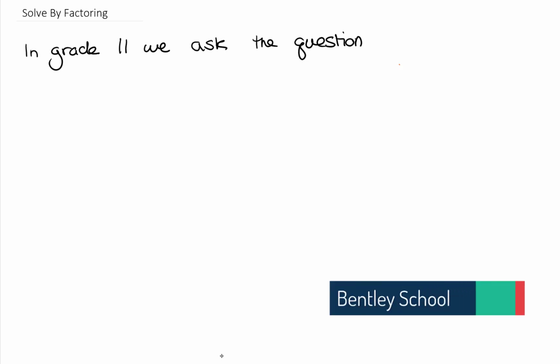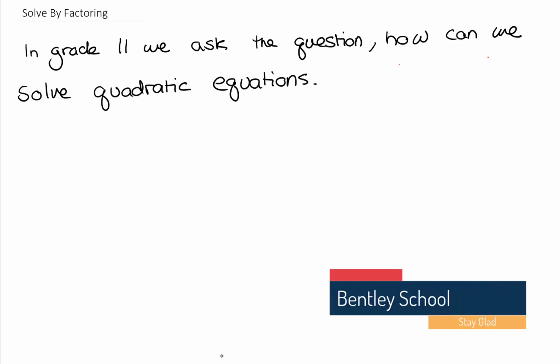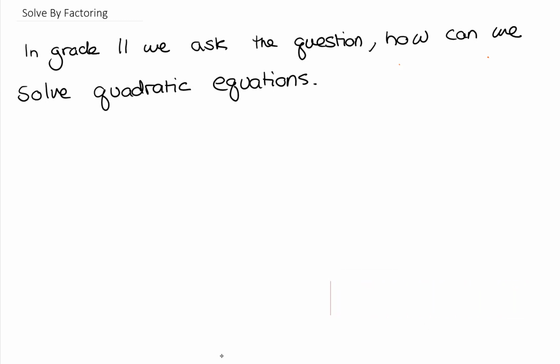In grade 11, we asked the question, how can we solve quadratic equations? In grade 10, you learned how to solve linear equations, but now, how can we solve quadratic equations? Like 5x squared minus 2 equals 0, or 3x squared plus 4x equals 2. So a quadratic equation has a squared term, and then it can also have a term to the power of 1 and a constant term.